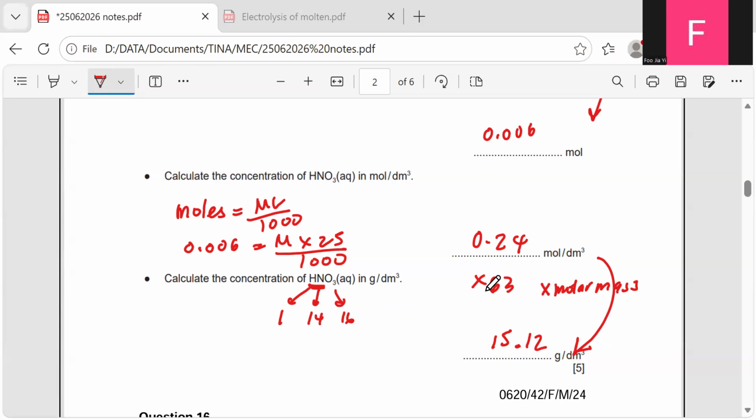Okay, question 16 is empirical formula. Do you remember empirical formula? Yeah, okay, do question 16 now.